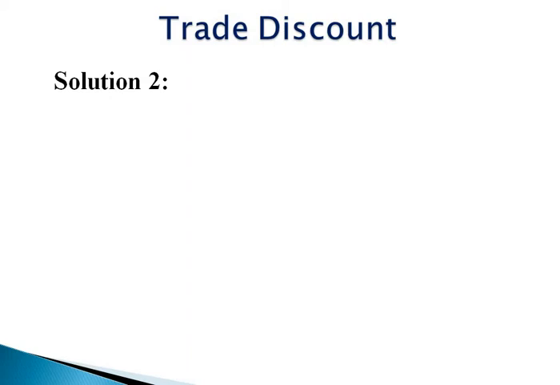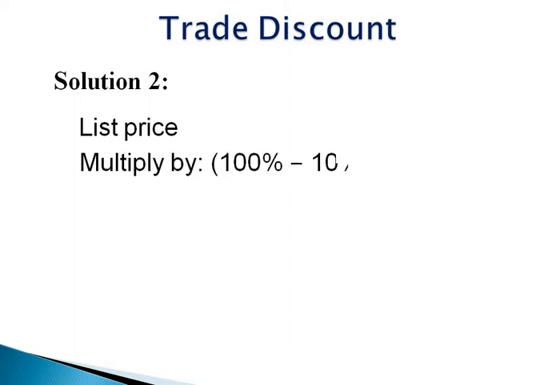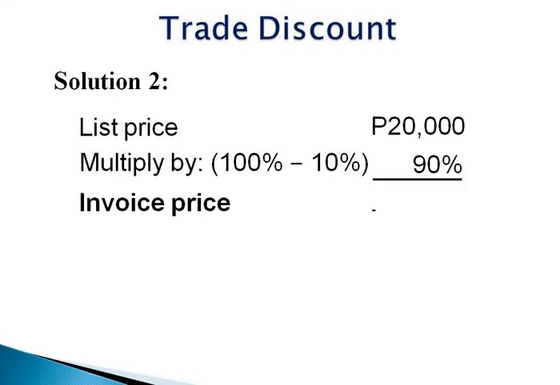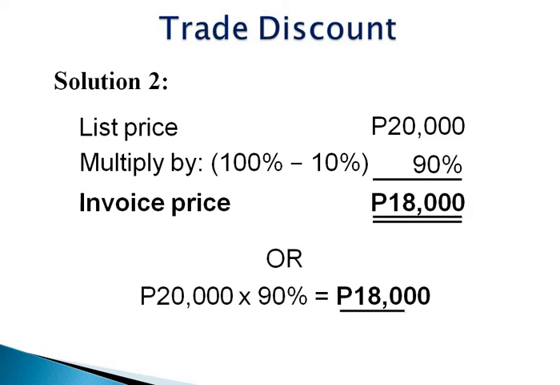Another solution is simply to multiply the list price by the difference between 100% and the trade discount of 10%. So, 100% minus 10% equals 90%. Multiply that 90% by the list price of 20,000 and we will get the same invoice price of 18,000 pesos.